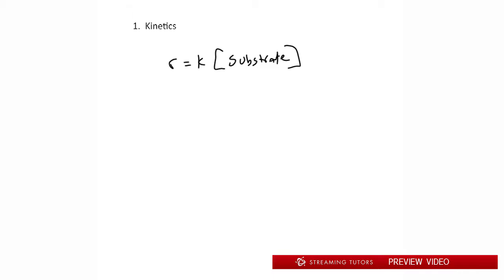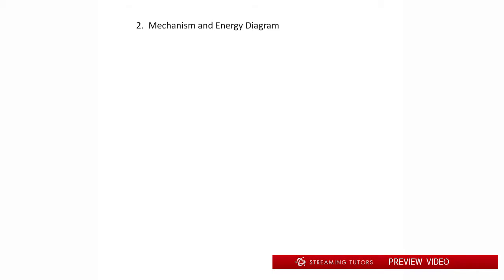Okay, this is a unimolecular transition state, right? So we know that there's one molecule and only one molecule involved with the transition state. SN2, E2, two molecules involved. SN1, E1, one molecule, the substrate. That's it.